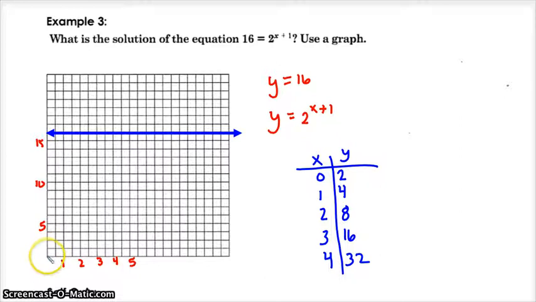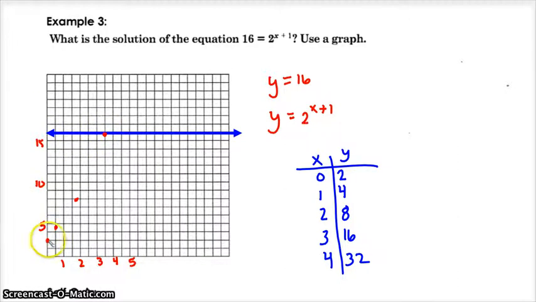So if I go over 0, up 2, I go over 1, up 4. Well, it looks like my graph is labeled incorrectly there. I apologize. Over 2, up 8. I'm going to go over 3, up 16. And if you see right here, that's where I intersect with my graph.